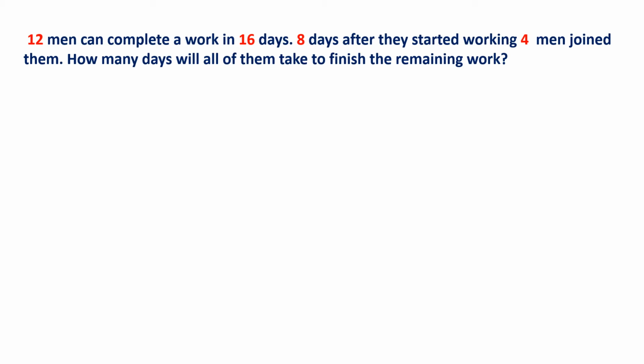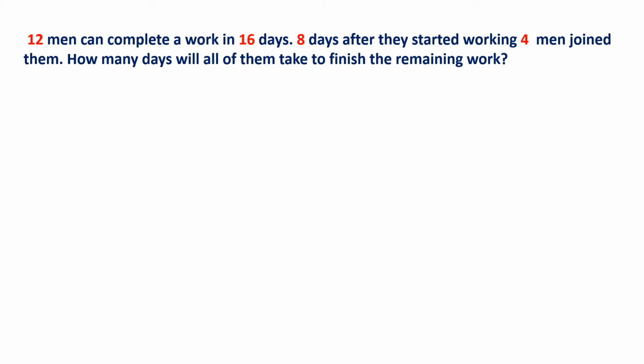So 12 men can complete a work in 16 days. That means 12 times 16 men can complete a work in 1 day. That's what I'm trying to tell you. Say for example, you and I can complete a work in 4 days, that means you alone can complete the work in 8 days, right? Okay.